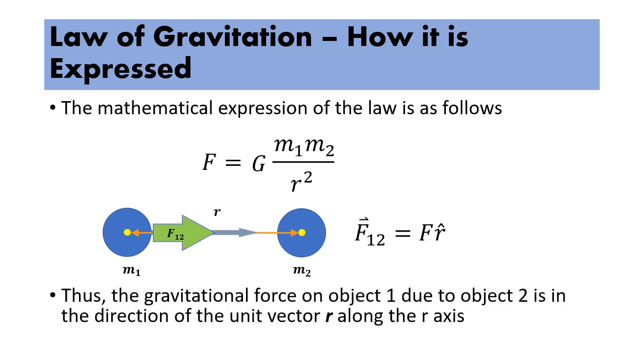Thus, the gravitational force on object 1 due to object 2, denoted by F12, is in the direction of the unit vector r hat along the r-axis. Now, the gravitational force on object 2 due to object 1, denoted by F21, will have the same magnitude as F12, but it will point in the opposite direction.